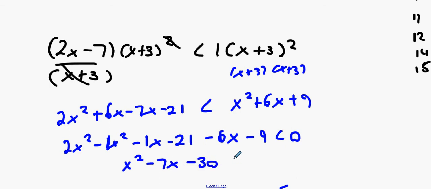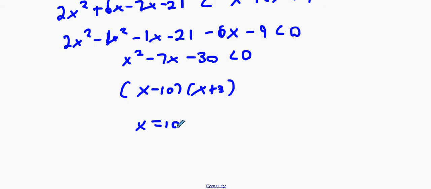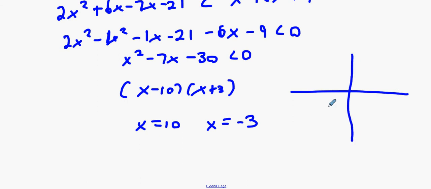Yeah, that's nice because that's 10 and 3, isn't it? Well, one of them's a minus, the other one's a plus, so minus 10 and 3. And then you get x equals 10 and x equals minus 3. You draw your, is it a U shape or is it? Yeah, you start off with a U shape. 10 and 3. Oh, wrong way.